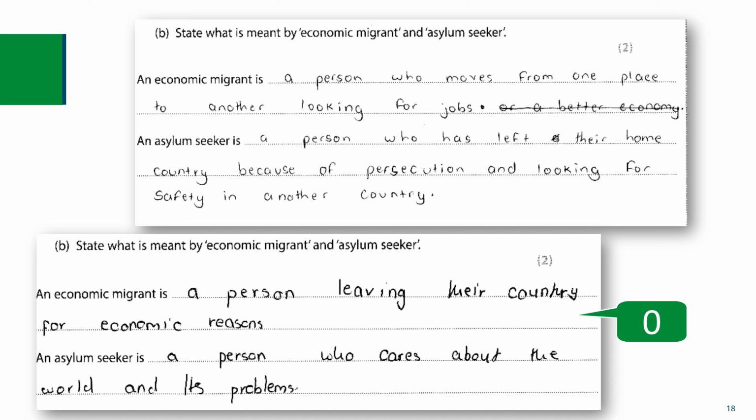The second statement shows this student, unfortunately, did not know what an asylum seeker is. A person who cares about the world and its problems. This shows a fundamental misunderstanding of the term.